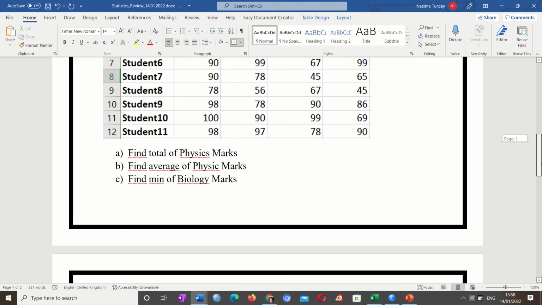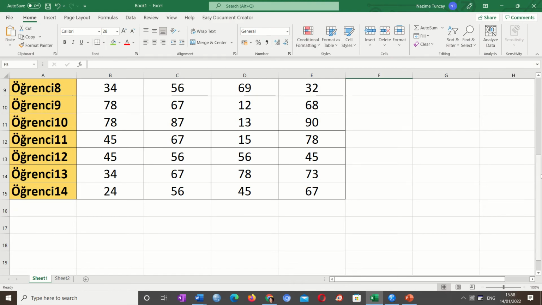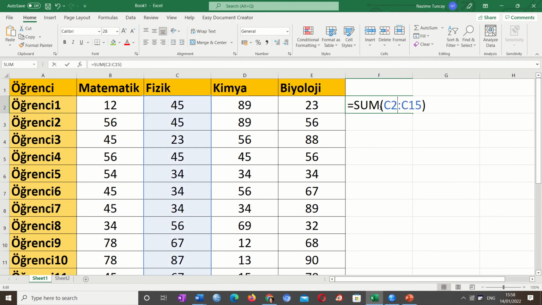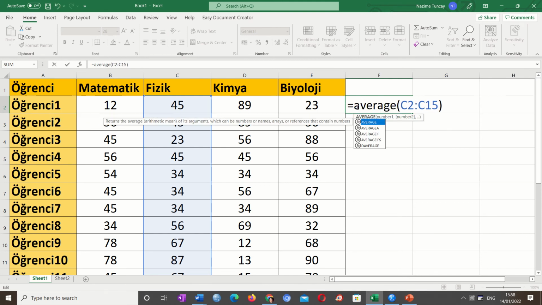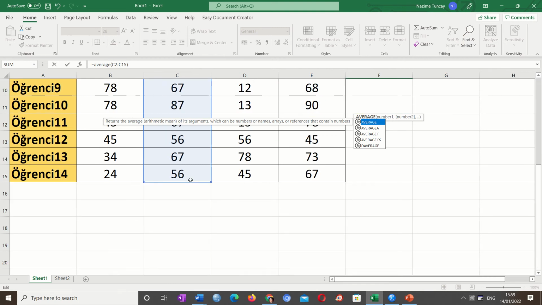Now, the average of physics marks. To find the average of physics marks, we just change the formula. Instead of sum, we have average. What you have to know here is that in Excel, we always have equal signs for finding average and writing these formulas. What is important is the starting point and the ending point. We have a starting point here of physics marks. This is C2, and the ending point is C15. Okay, now this question.